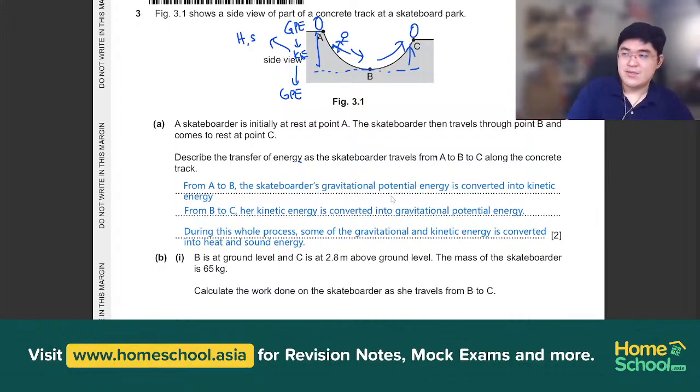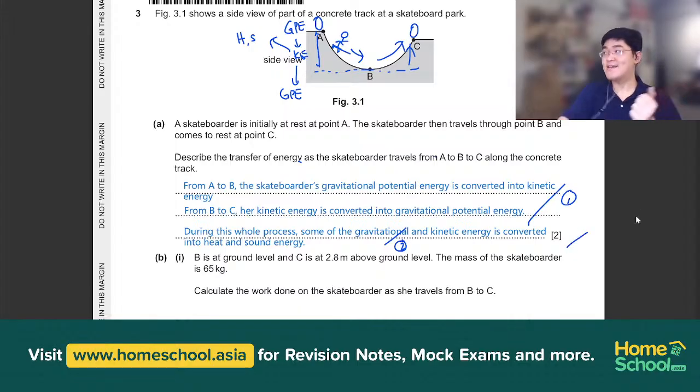So once you have written that there's a conversion from GPE to KE and back to GPE again, that gives you your first mark over here. And then during this whole process, some of this energy, this GPE and KE, is converted into heat and sound energy, or is lost to the surroundings, which gets you your second mark. That's how you get your full 2 marks for this question. So pretty straightforward, yeah?